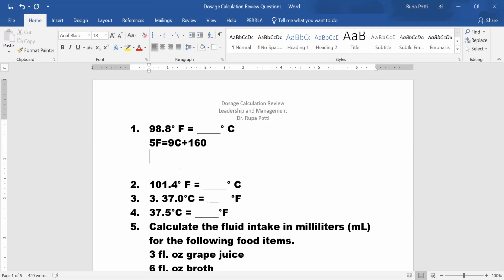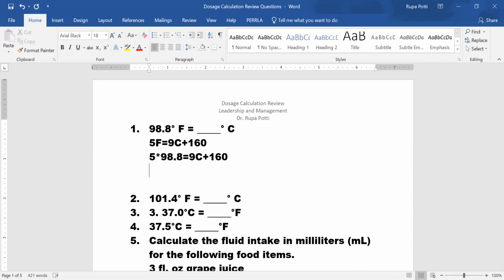So now we have 98.5 Fahrenheit, which you need to convert to centigrade. I'm just going to plug in the numbers. I say 5 times 98.5, and this is equal to 9C plus 160. Once I multiply 5 times 98.5, I get 492.5.